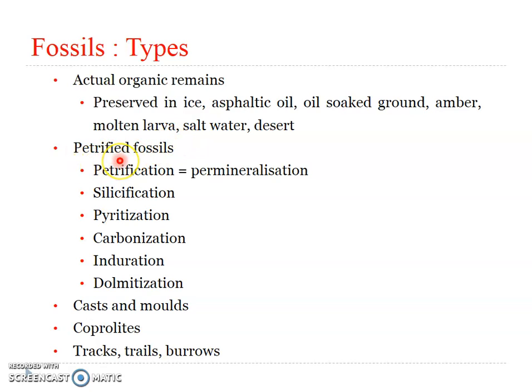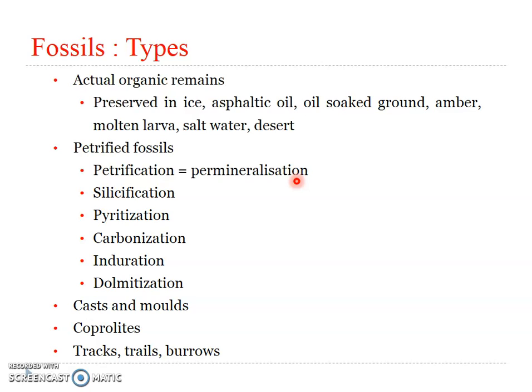So the next group is the petrified fossils. In some cases, the original parts of the animal body may become replaced by mineral matter, and this method of mineralization is known as petrification, or otherwise permineralization. Here the mineral matter replaces the actual parts of the animal body. Petrification is an extremely gradual replacement of the original parts. It is actually molecule by molecule, part by part, getting replaced by minerals.